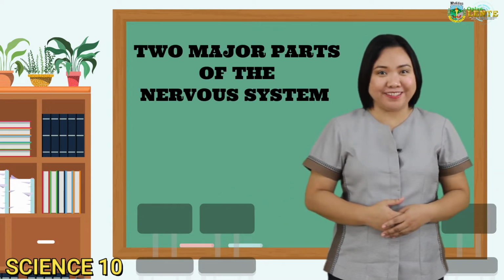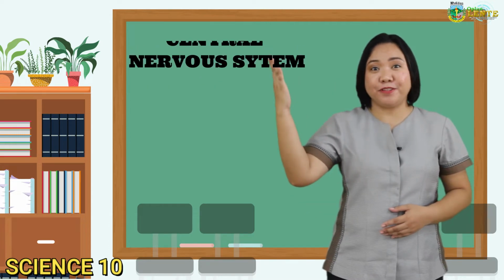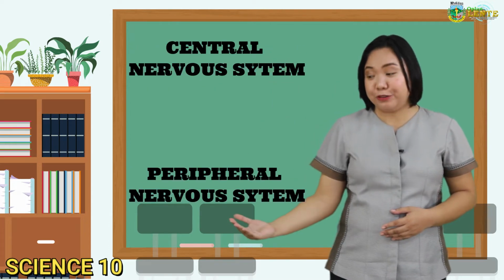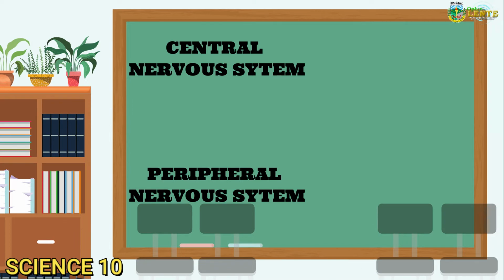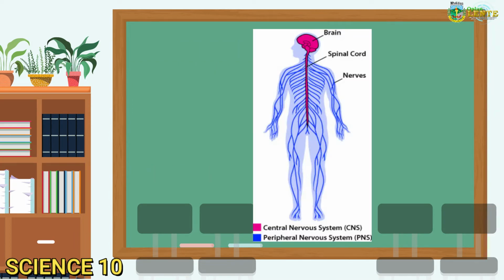Since you now know the basic unit of the nervous system, let's study the two major parts of the nervous system: the central nervous system and the peripheral nervous system. The central nervous system is composed of the brain and the spinal cord, while the peripheral nervous system is made up of nerves and sensory organs that go through the body.